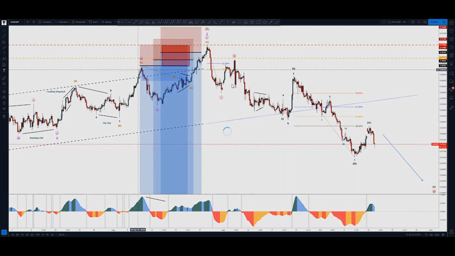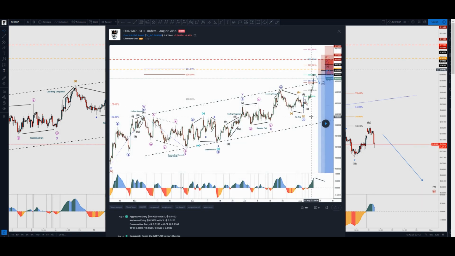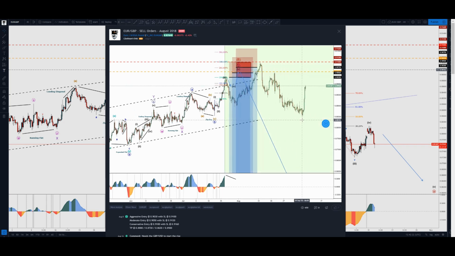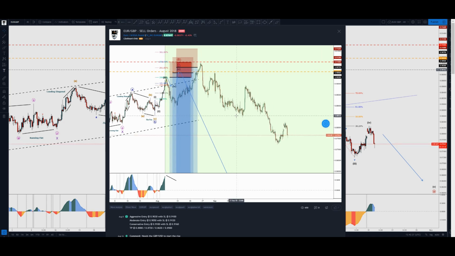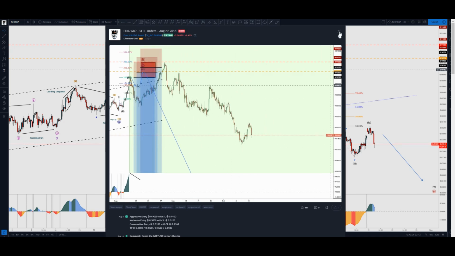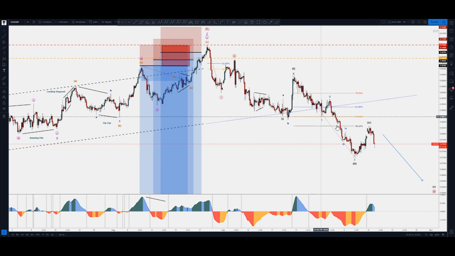Euro pound. If you remember my previous videos, in one of them I think I showed you, I mentioned the possibility for the Euro GBP to start a bearish sequence. So I got what I wanted.